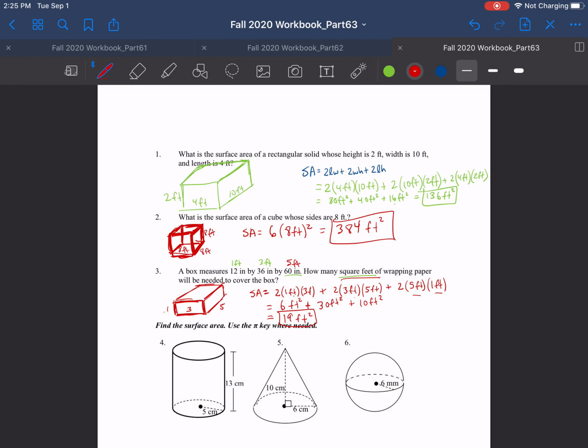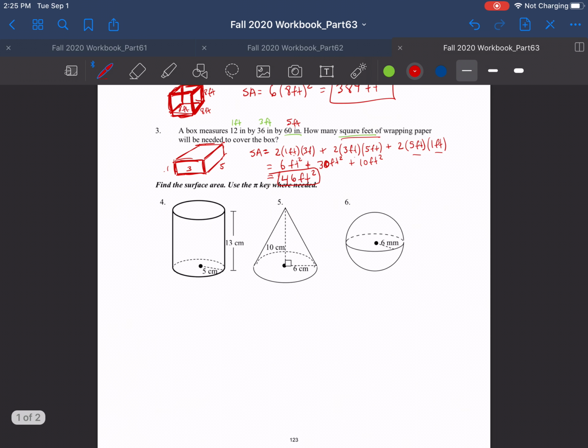Oh, well, because I added 3, not 30. Oops. This is 6 plus 30 plus 10. 6 plus 30 is 36, plus 10 is 46 feet squared. So there we go. Sorry, I did 6 plus 3 plus 10, and it's 6 plus 30. It's a 30 there. All right, so there we go, 46 feet squared.